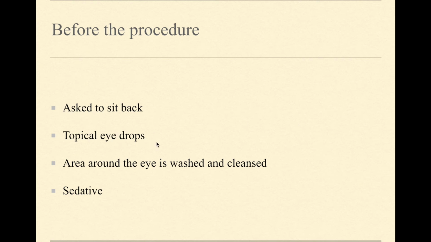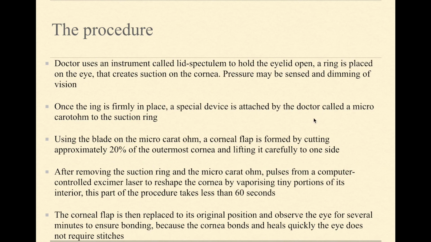Topical eye drops are given. We clean the area around the eye, and we give sedative medications. Now, the doctor uses an instrument called the lid speculum. This is during the procedure. It holds the eyelid open. A ring is placed on the eye. It creates suction on the cornea. Pressure may be sensed by the patient, and dimming of vision may be felt.